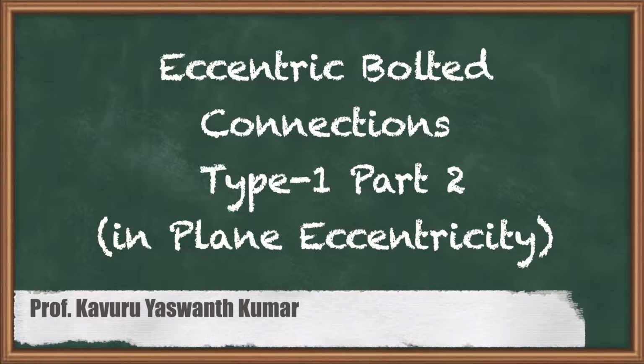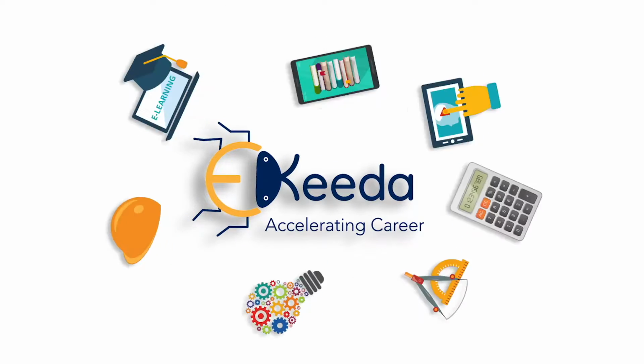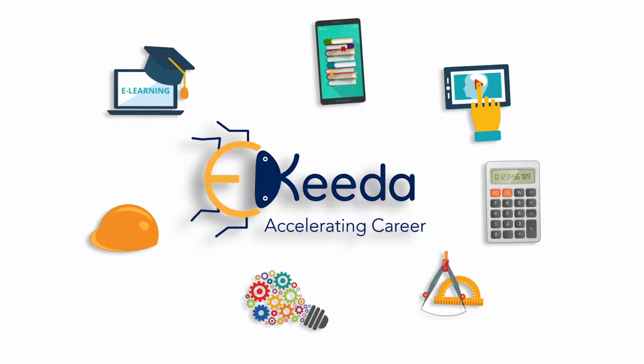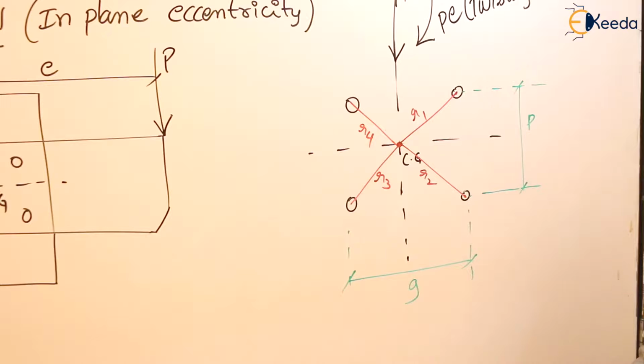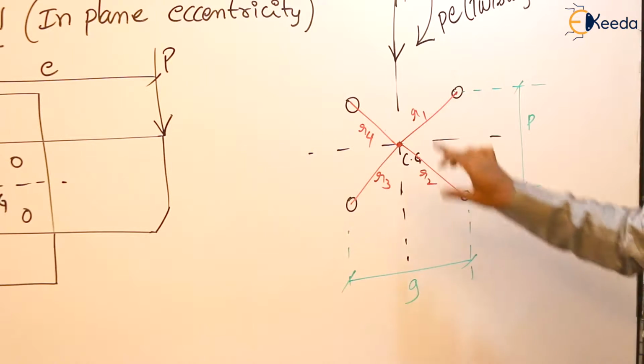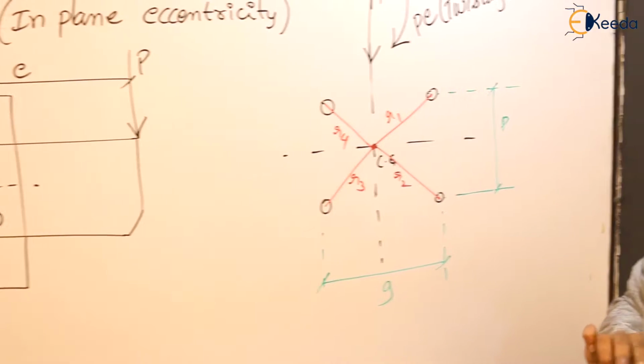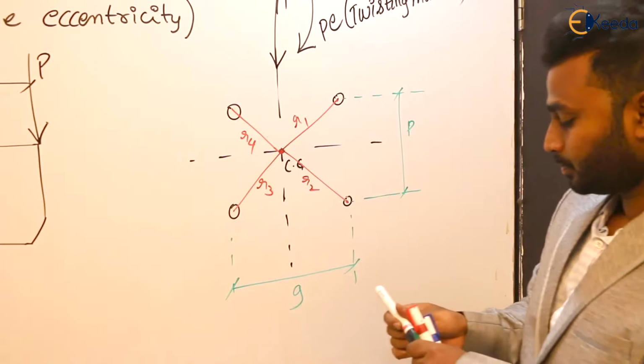Hello everyone. In this video, we are going to discuss type 2 eccentric bolted connections, that is, out of plane eccentricity. So now, how to calculate this R1 and R2? Come and tell me how to calculate this R1 and R2.